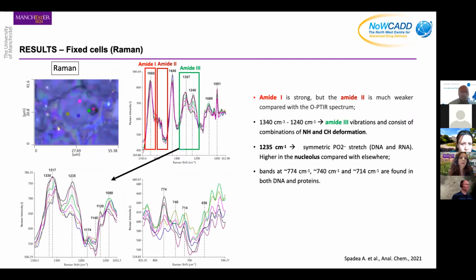Then let's have a look at the Raman obtained simultaneously from the same spot. What we have here is a pronounced peak of the amide 1, and then the amide 2, which is not so pronounced compared to the infrared. We have the amide 3 peak as well, which also includes protein content, so it's a combination of NH and CH stretch, which is very interesting because we can see there is a lot of variability across samples. Plus we have a peak at 1235, which is the symmetric PO2 stretch, so it tells us something about DNA and RNA content again. And interestingly enough, we can see that the spectra obtained from the nucleolus also have a higher intensity in this region compared to the other spectra, which confirms what was observed with the infrared.